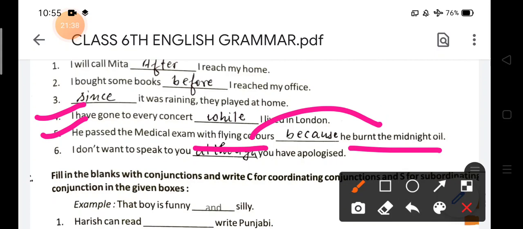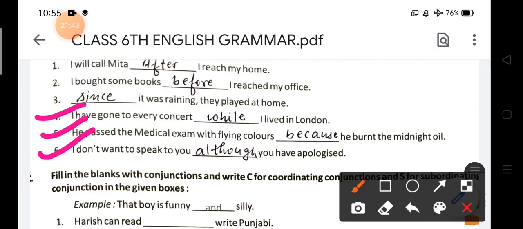And next point you can see over here, point number 6. I don't want to speak to you. Main aapse baat karna nahi chahta hu. To ye dependent hai ye is baat ko janne ke liye ki kyun baat nahi karna chahta hai. I don't want to speak to you although you have apologized. Aapne maafi mang li hai fir bhi. Although you have apologized, I don't want to speak to you.